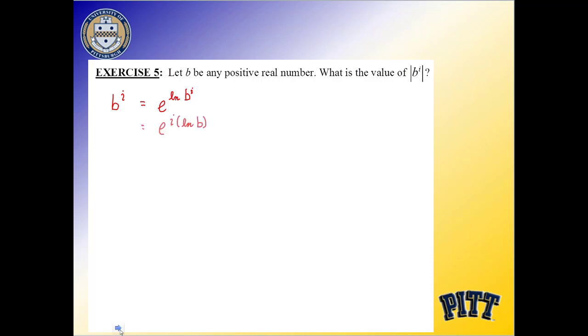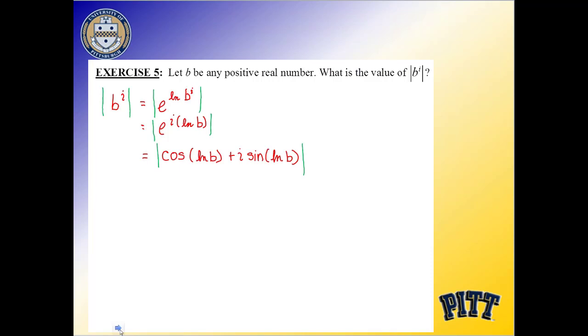So, using the power property of logarithms, I can move that power of i in front and make it a multiplication. So I have e to the i natural log b power. Because I do now have a power of e where I have a real number times i, I can now change this into the cosine of natural log b plus i times the sine of natural log b.